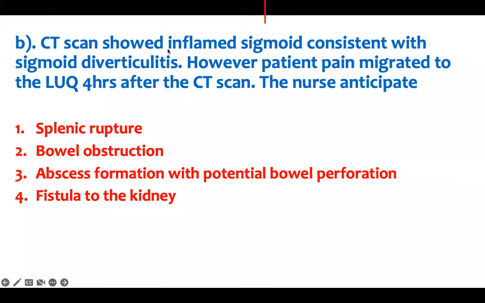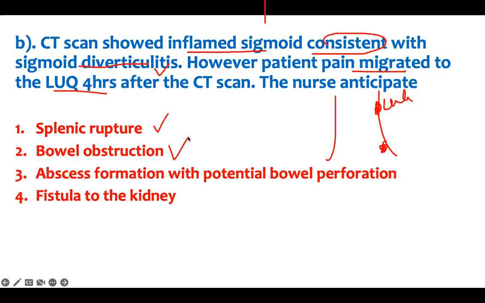Then what happened? This is a series of questions. CT scan showed inflamed sigmoid consistent with sigmoid diverticulitis. Or you're saying that they have acute diverticulitis. However, patient pain migrated to left upper quadrant. So the pain was left lower quadrant. Now it's left upper quadrant. What do you think? Is it splenic rupture, bowel obstruction, abscess formation with potential bowel perforation, or fistula to the kidney?